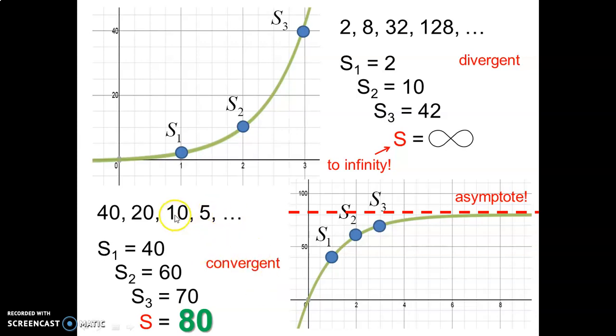So to summarize, in a convergent sequence, there is a sum. We say there is a sum to infinity. There is a sum because it's going to reach that value and not change much. But in a divergent sequence, there is no sum. The sum is infinity because the terms will keep increasing, and therefore the sum will keep increasing.